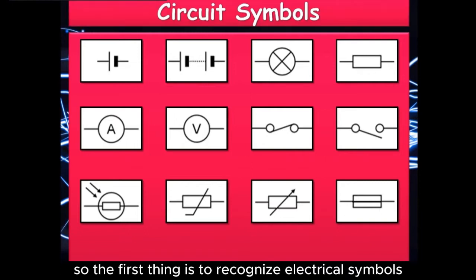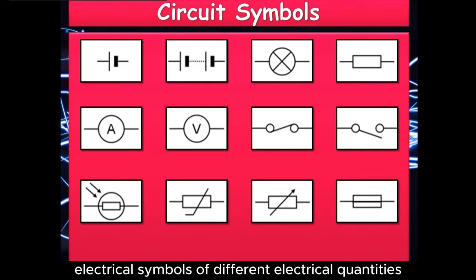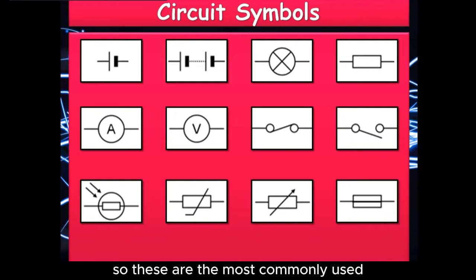The first thing is to recognize electrical symbols. When we use electrical equipment in a circuit, we need to draw circuit diagrams. The circuit diagram consists of electrical symbols of different electrical quantities. These are the most commonly used circuit symbols.